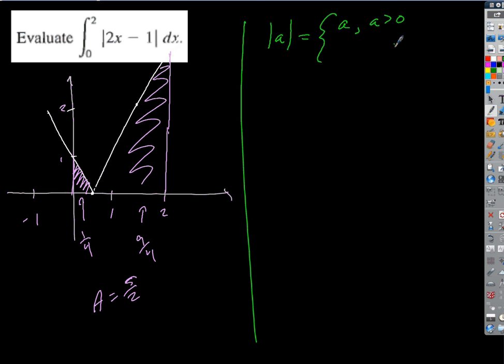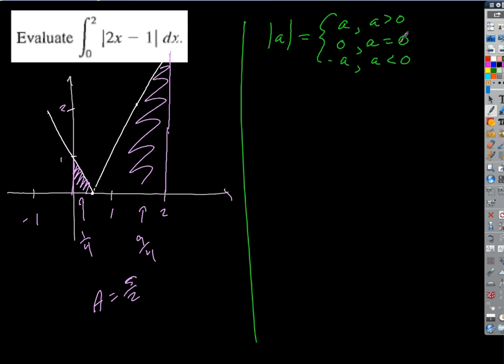Well, no, it equals negative A when A is less than 0. We have to make it positive, right? And then it equals 0 when A equals 0, right? Now that we can handle, that's a piecewise function. Each individual piece is easy to deal with, right? So that's our strategy here.